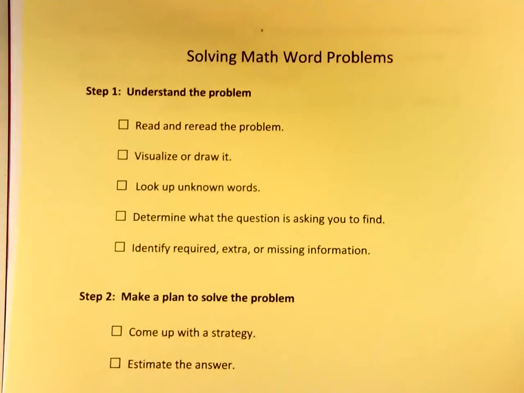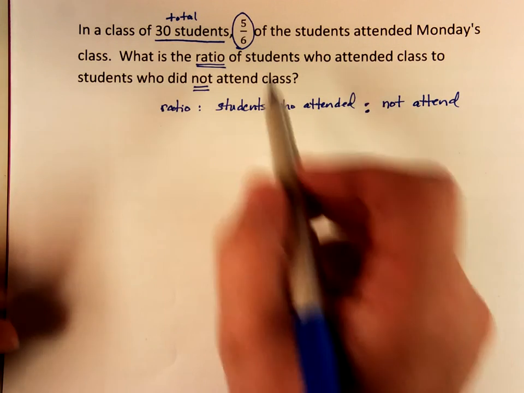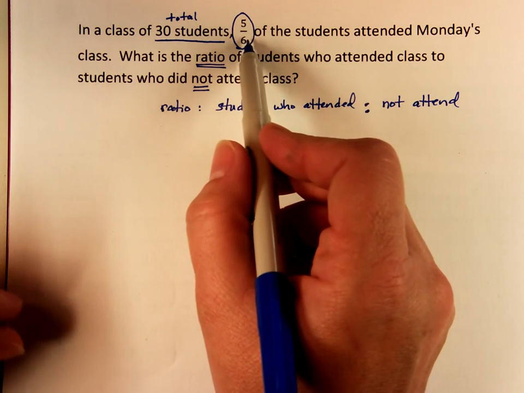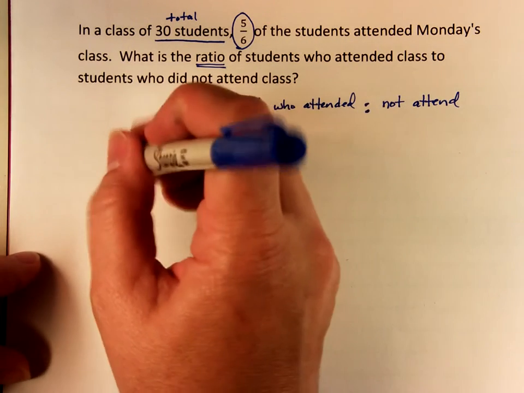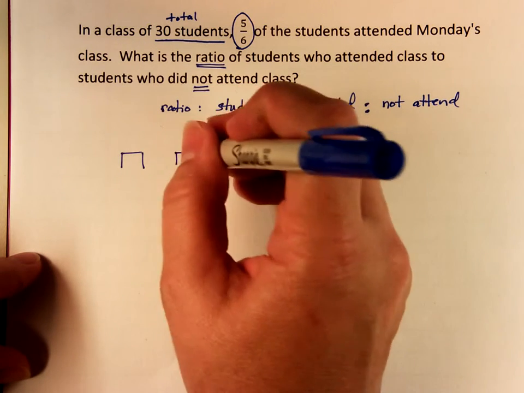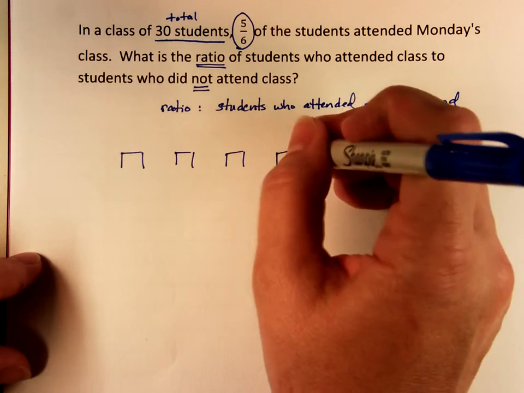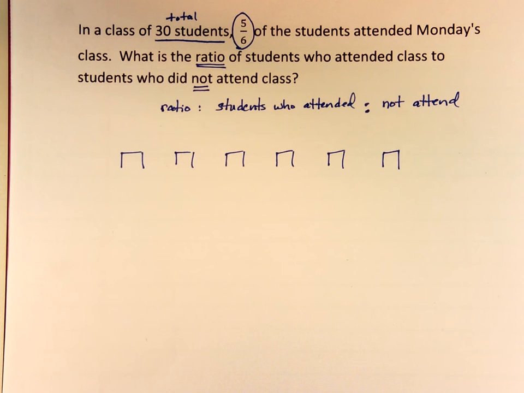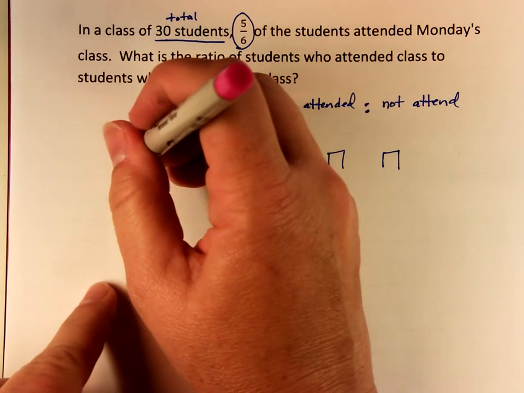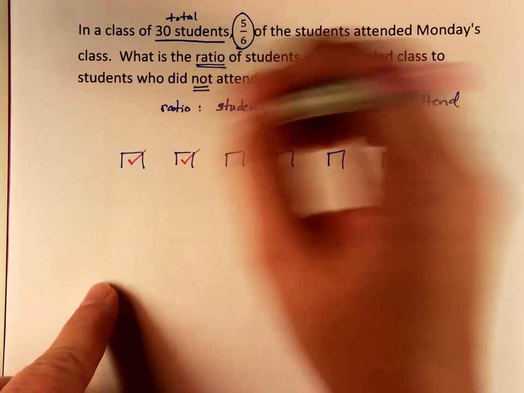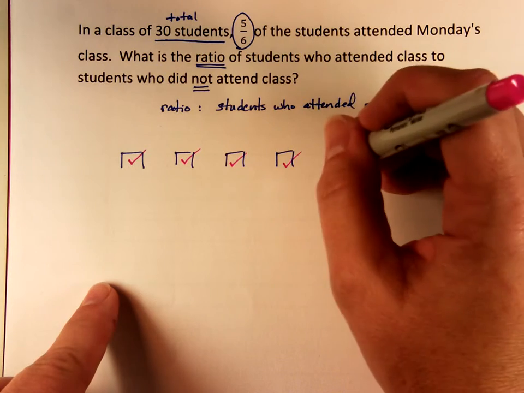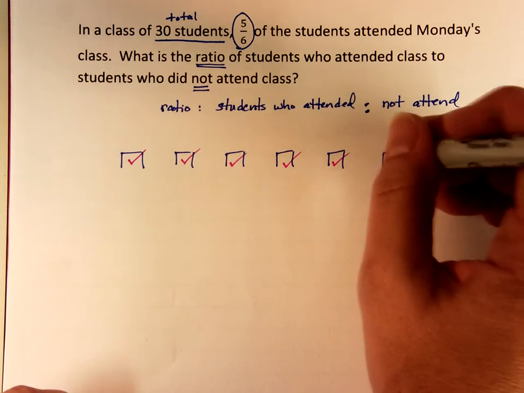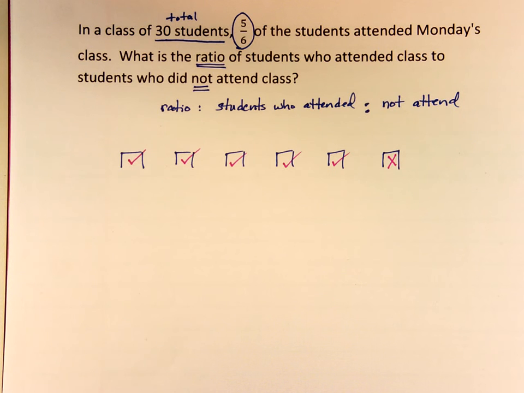Next on our checklist, visualize or draw it and then look up unknown words. Okay, so out of every 6 students, 5 of them attended Monday's class. Here's some desks. 1, 2, 3, 4, 5, 6. 5 of 6 students attended. Let me give you a check if you attended. 1, 2, 3, 4, 5. And that 6th student did not attend. That's just a short visual, but it might help us as we go.